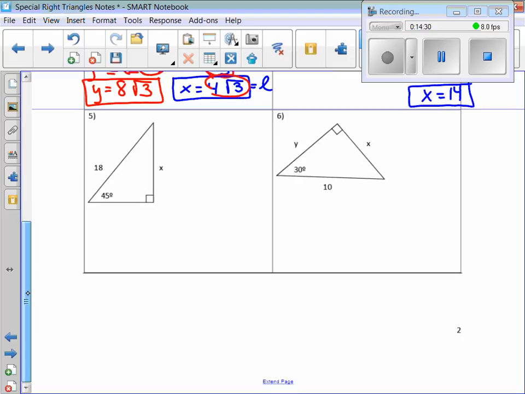All right, next we have 5 and 6. What I want you to do here is take a moment and pause this video. Go through, identify what type of triangle you have. Is it a 30, 60, 90, or is it a 45, 45, 90? Set up that table and then go ahead and solve through these. So hit pause and try 5 and 6 on your own.